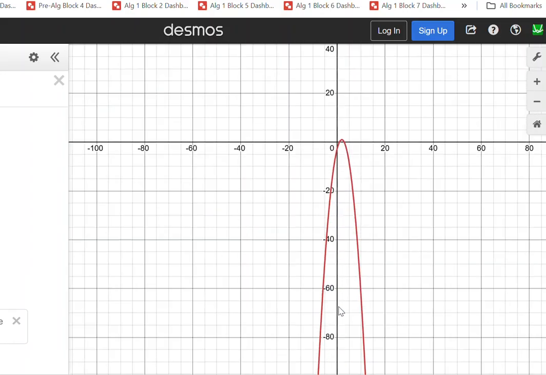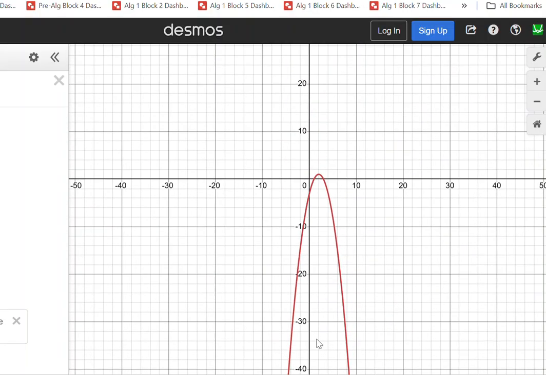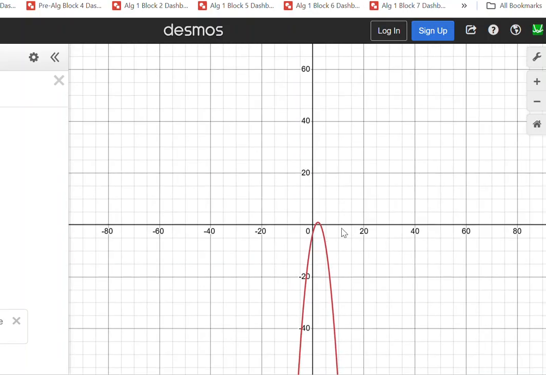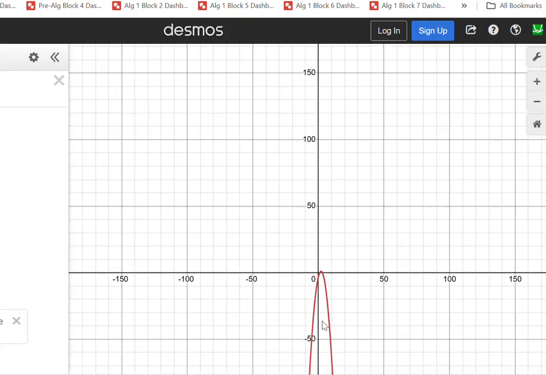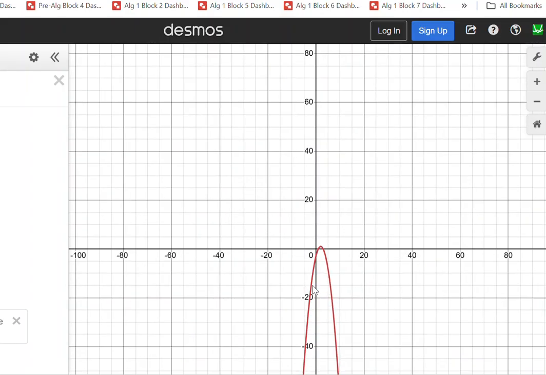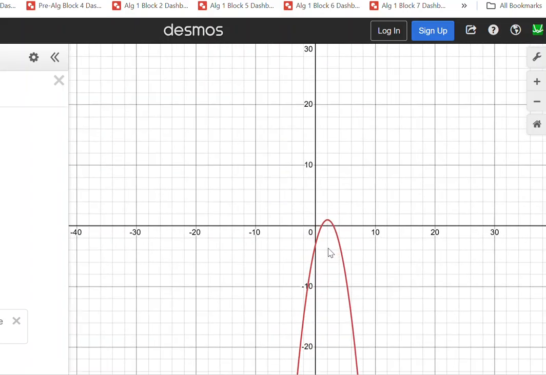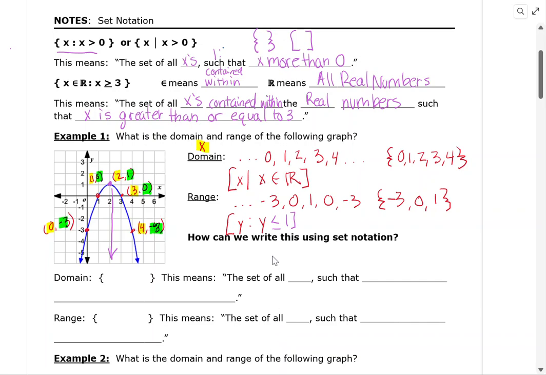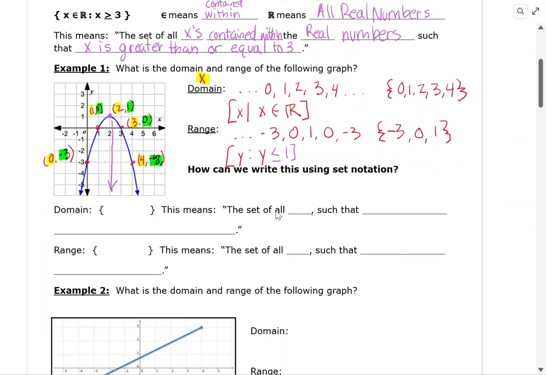Now the same thing's happening with our x's. We said it was all real numbers. Now, even though it looks like it's kind of getting bigger here, if we kept scrolling and scrolling and scrolling, eventually it would keep going out to these larger numbers, which is why we're saying it is all real numbers, because it's never ending. So let's go back and talk about how we would write this.